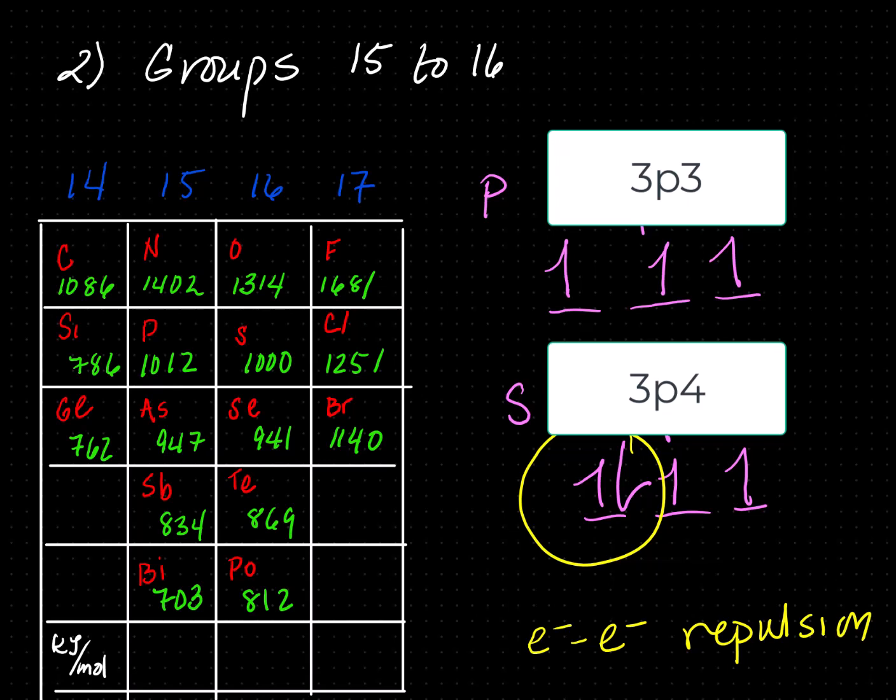This is why sulfur has a lower ionization energy than phosphorus. At rows 4, 5, and 6, the difference is much smaller, or the exception does not apply. It follows the general trend. But we are not going to do all the exceptions. You need to note the difference between groups 2 and 13 and groups 15 and 16.